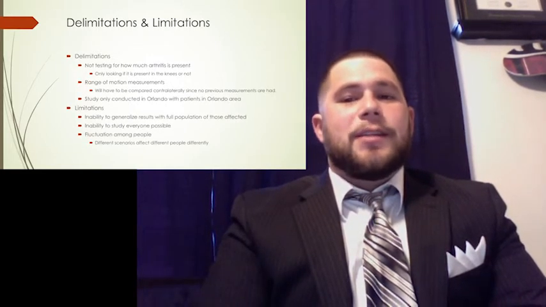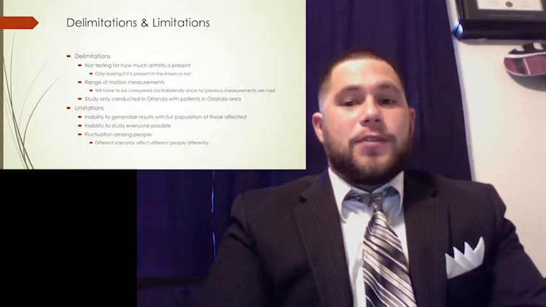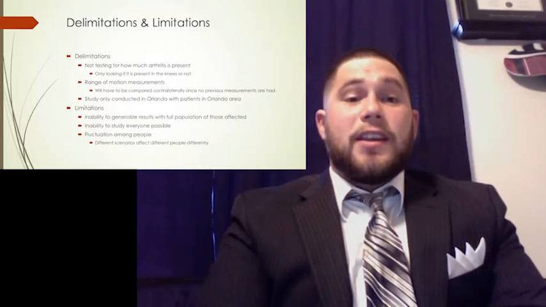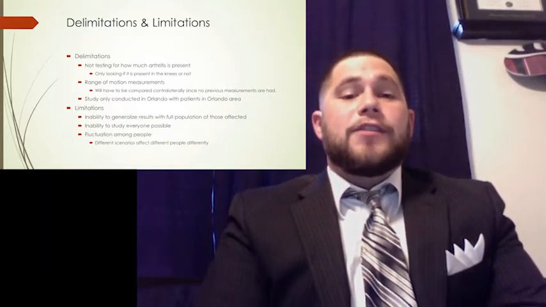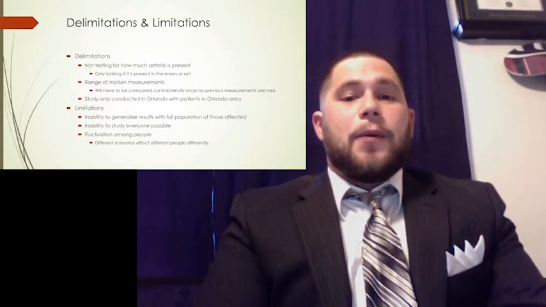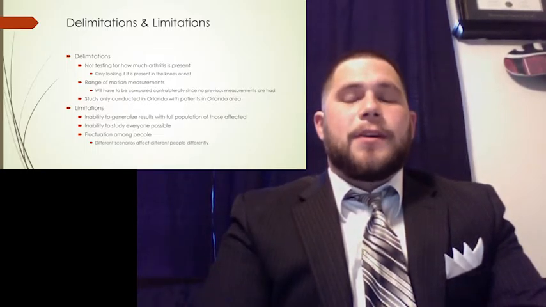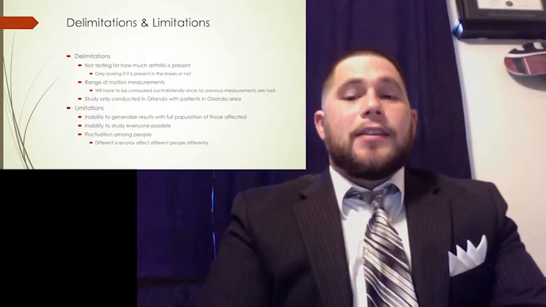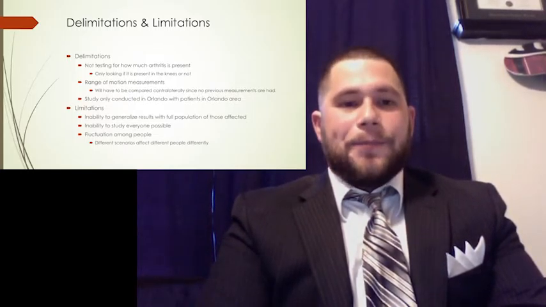My delimitations and limitations. Some of my delimitations include not testing for how much arthritis is present, only if it is or is not present, and only in the knee area. In range of motion measurements, I will only be able to take the measurements contralaterally since I don't have previous measurements of each patient. And the study will only be conducted in Orlando with patients located in the Orlando area.